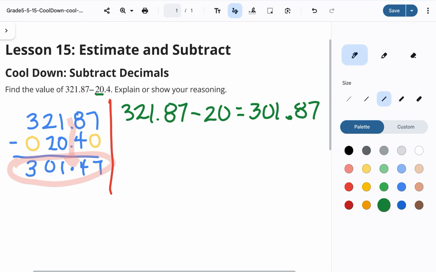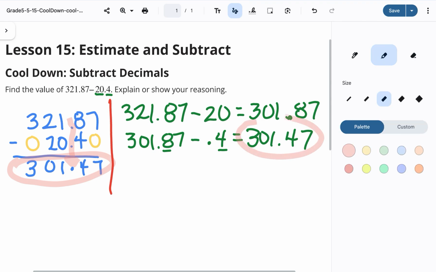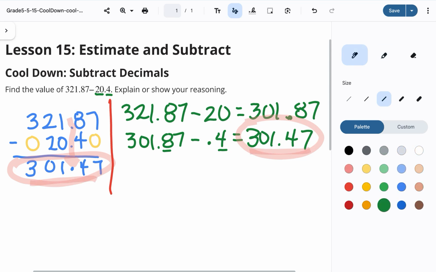Now we're going to take our 301 and 87 hundredths, and we are going to subtract the 4 tenths. So notice I'm still subtracting the entirety. I'm still subtracting the 20 and 4 tenths, but I'm just doing it separately just to create these friendly facts. Now I know that 4 taken away from 8 is going to give me a 4 in the tenths place. And then of course my 7 in the hundredths will still be the same. So I'm still getting to that exact same answer that I saw over here with my traditional algorithm.